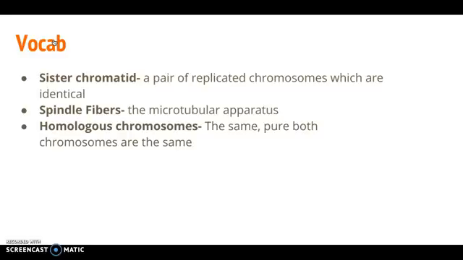The vocabulary that is needed for this chapter is sister chromatid, which is a pair of replicated chromosomes which are identical. They match up completely. They're the same exact chromosome. There's just two of them.